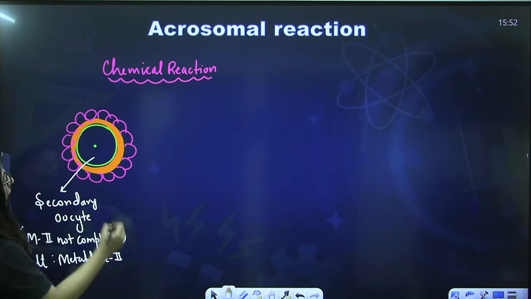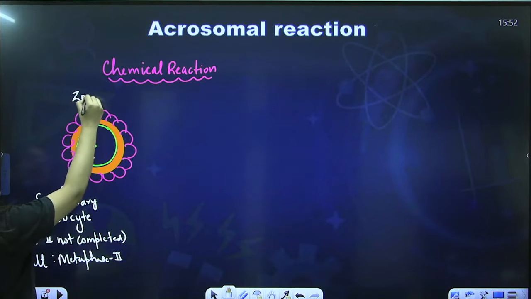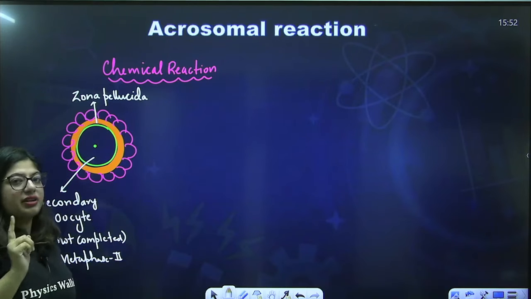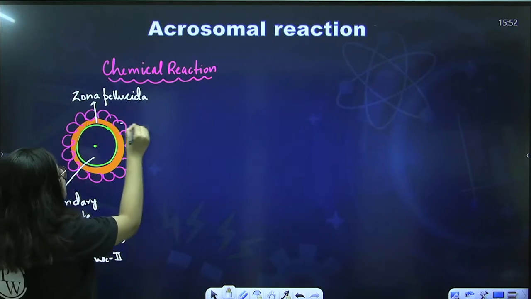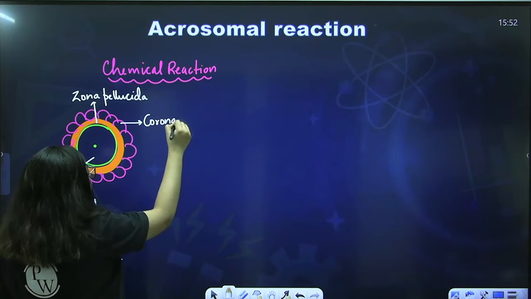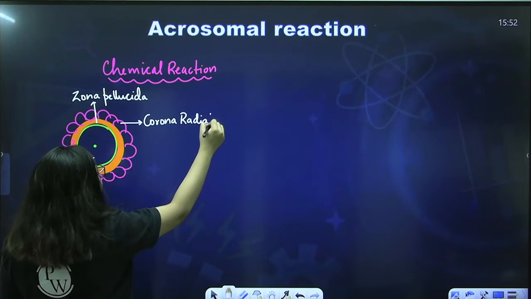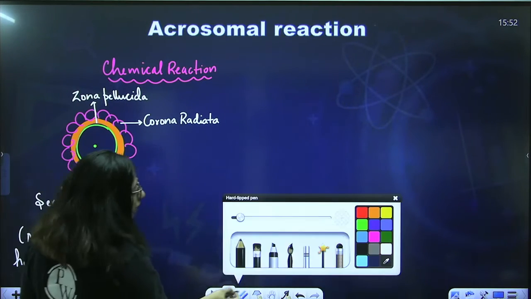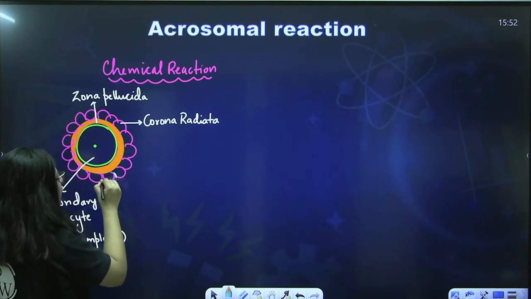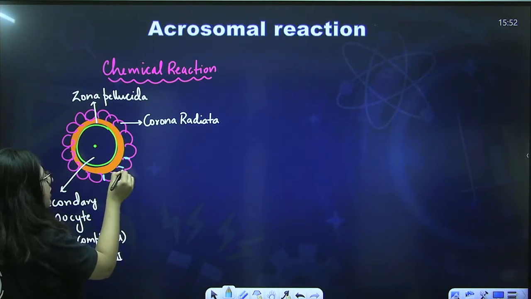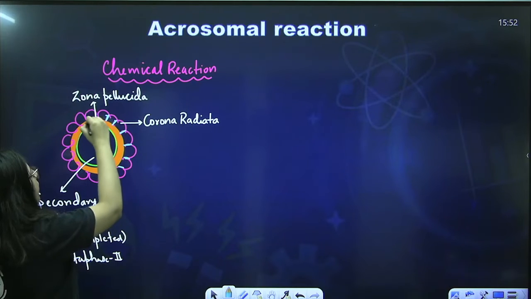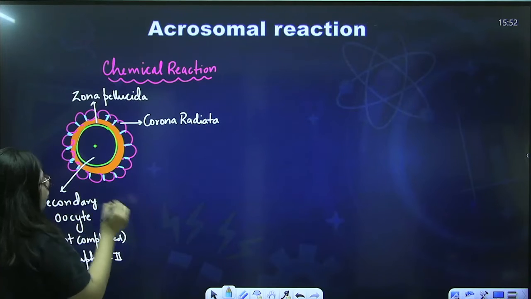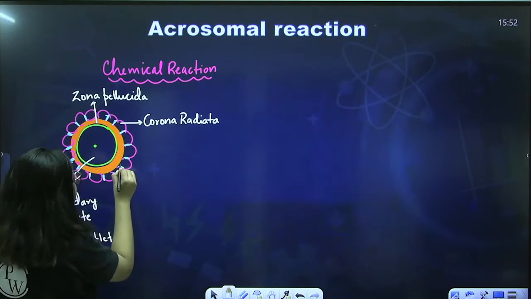Alright. This layer, the orange one, is the zona pellucida, which is made up of only glycoproteins secreted by the secondary oocyte. It does not contain any cells, and this is the corona radiata. The corona radiata is the layer of follicular cells, and these cells are bound to each other with the help of a sticky substance known as hyaluronic acid. So in between the cells of the corona radiata, hyaluronic acid is present.